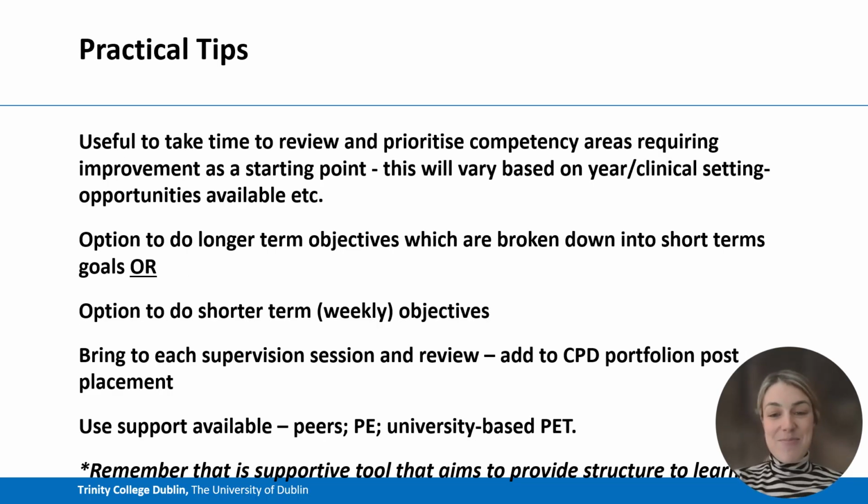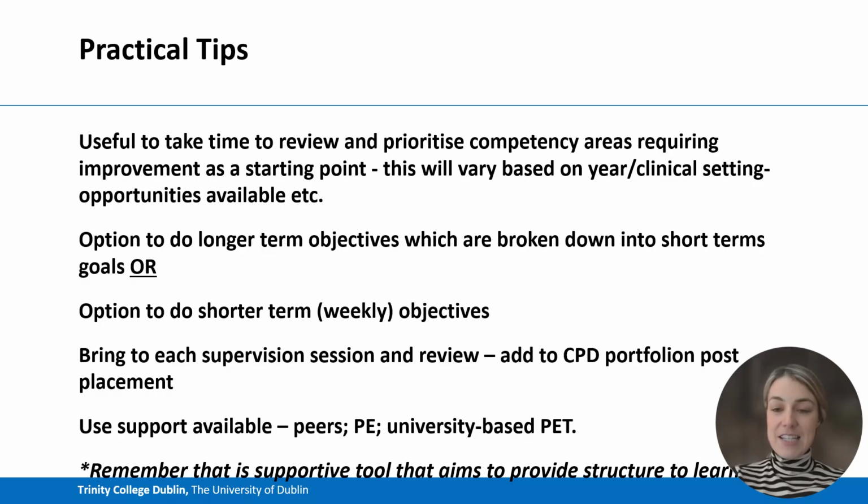Practical tips then, very useful to take the time to review and prioritise competency areas requiring improvement as a starting point. This will be very based on the year, the clinical setting and opportunities available. So for example, if you're in 3rd year and you've had good exposure and experience in the area of communication, professional development, but maybe you've had less exposure in the areas of occupation and OT process, maybe your learning contract and your learning objectives would be very reflective of that need.